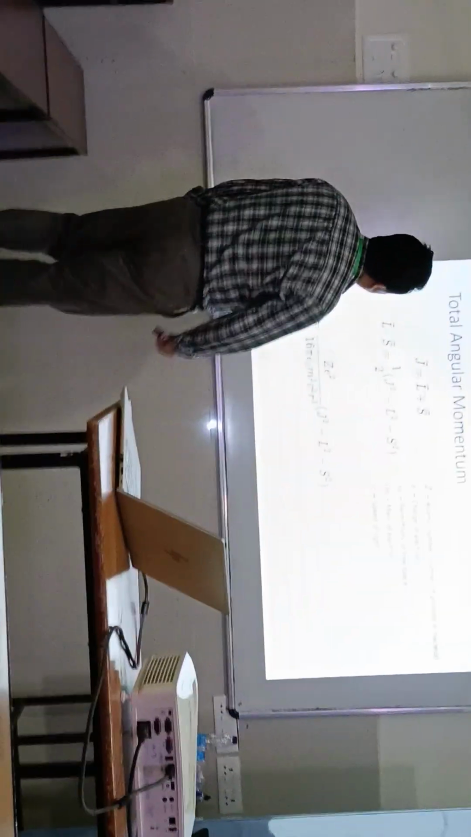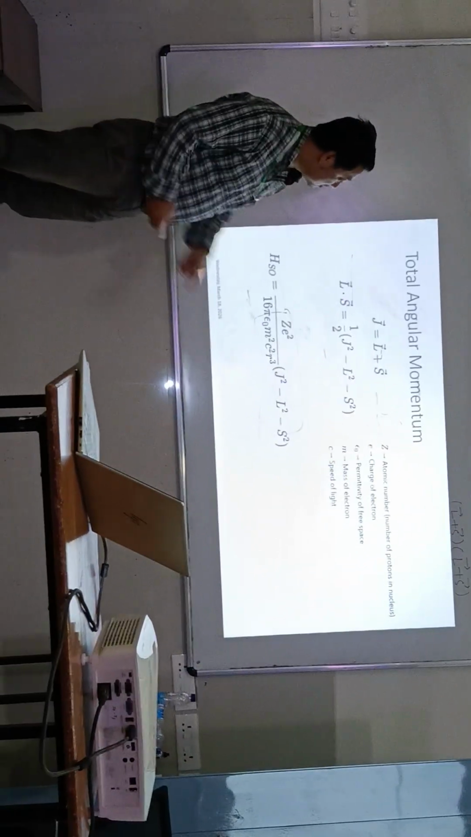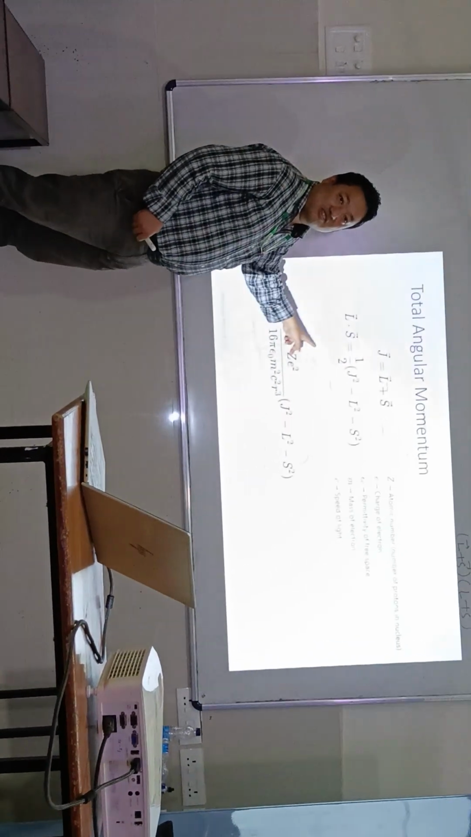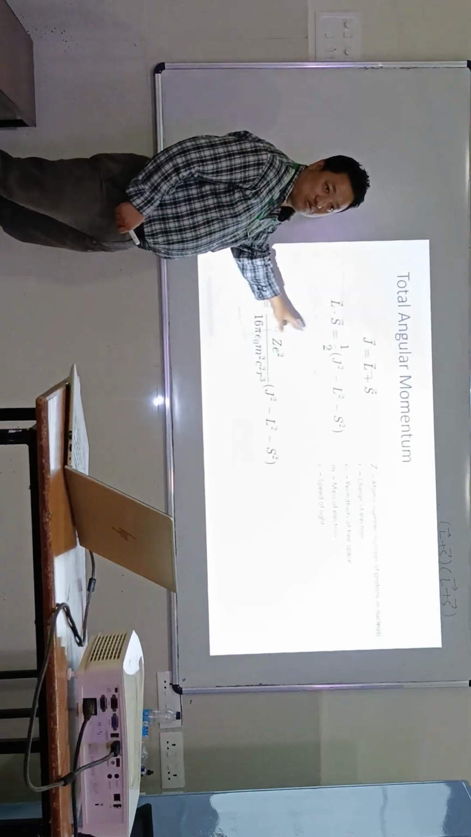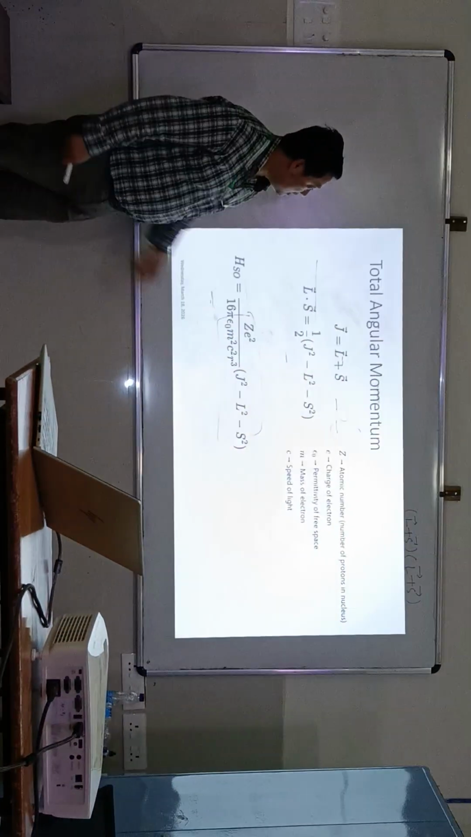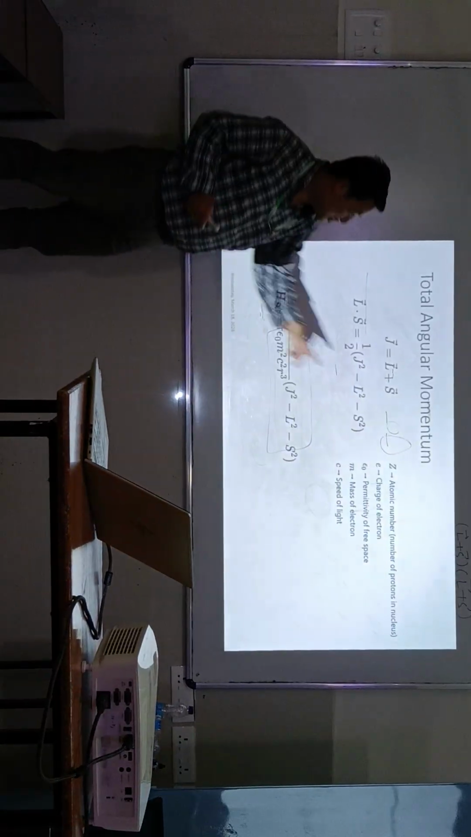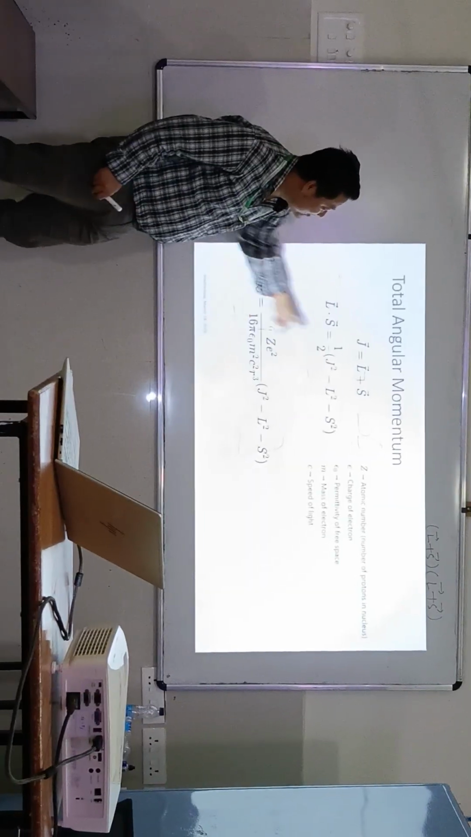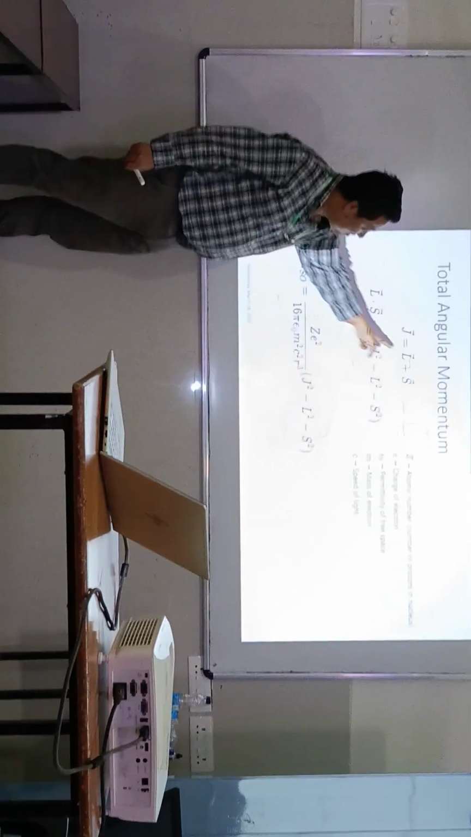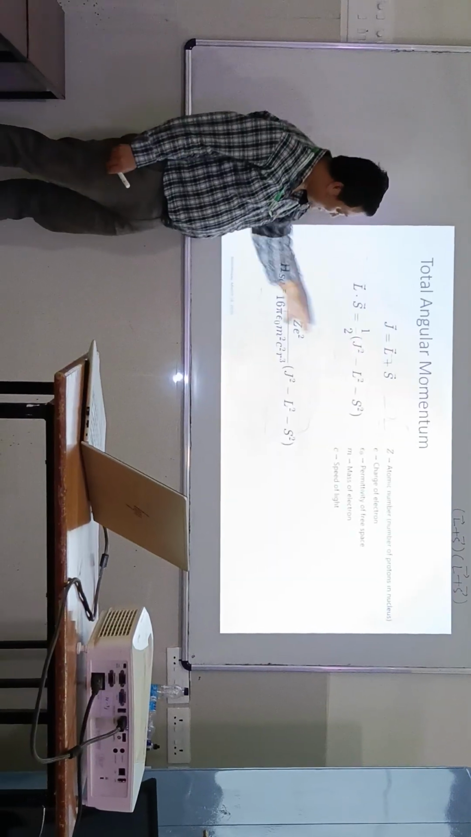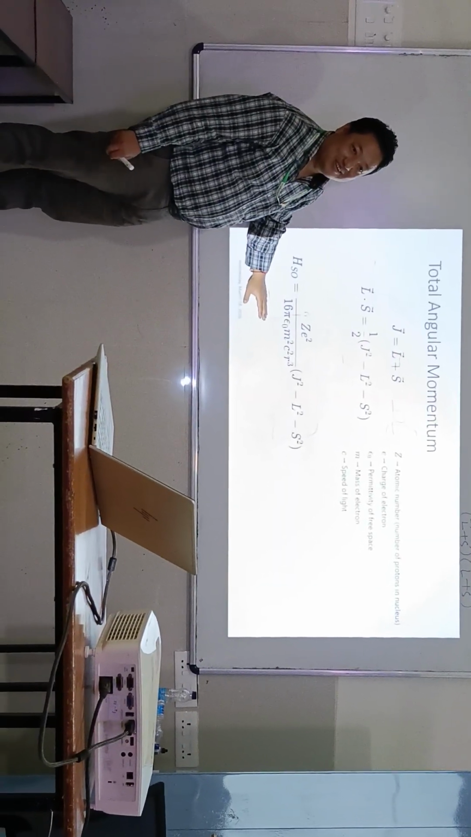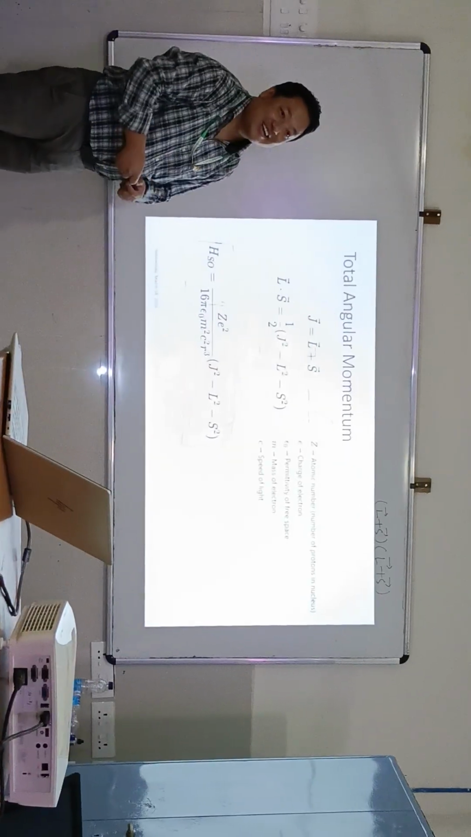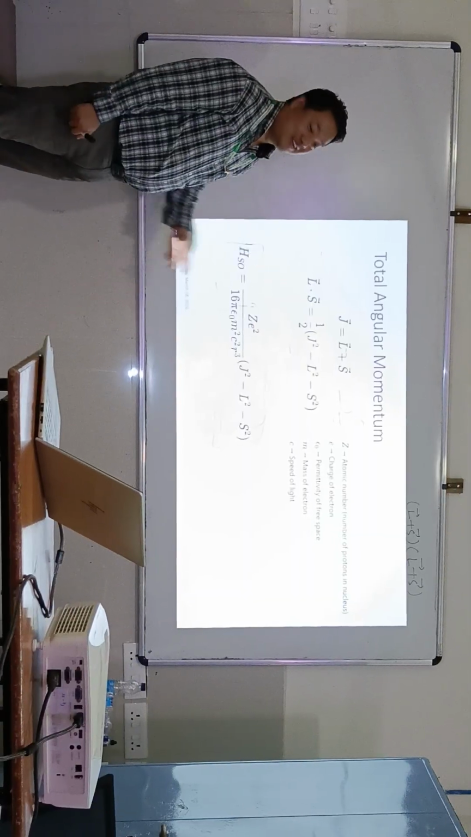If you want to calculate the total angular momentum, it is the same equation. Like earlier, the total angular momentum is given by J vector equals L vector plus S vector. If you substitute, you get the same equation as before. So this is the overall equation to calculate the electron spin orbit coupling.